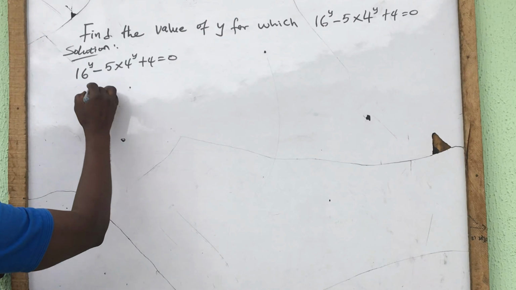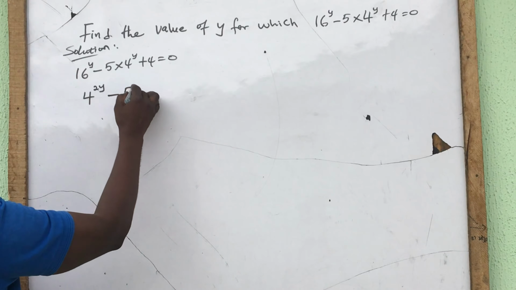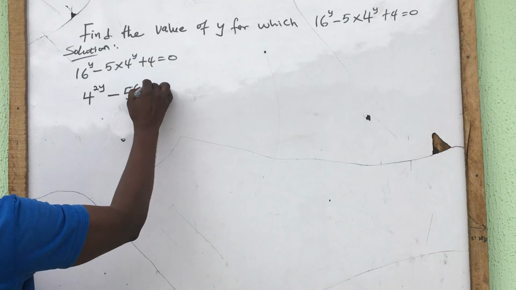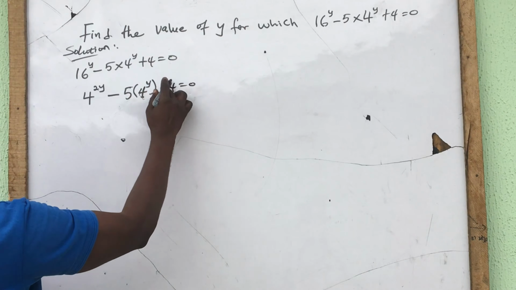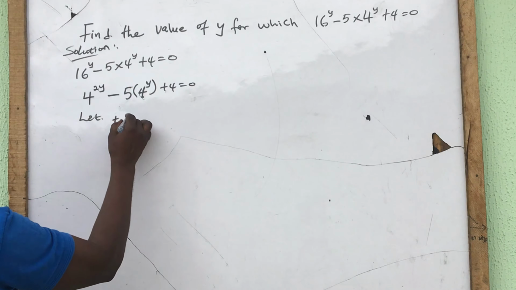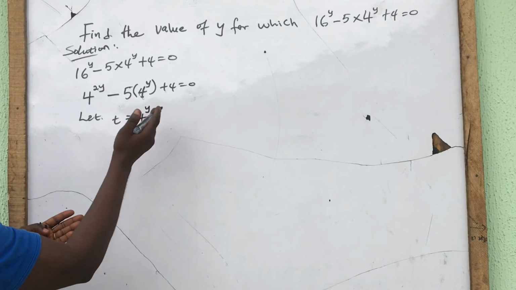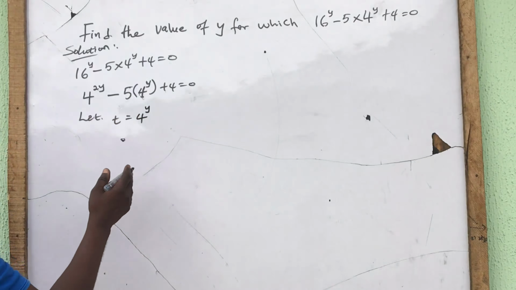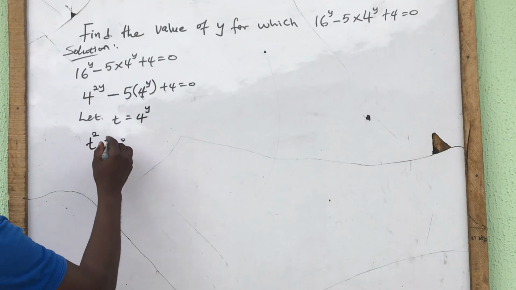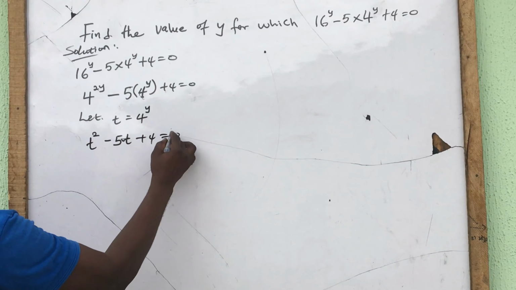That is 4 raised to power 2y minus 5 into 4 raised to power y plus 4 equal to 0. Then let t equal 4 raised to power y. With this, you can substitute t for 4 raised to power y, meaning you have t squared minus 5t plus 4 equals 0.